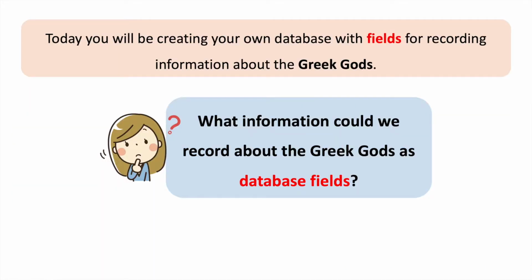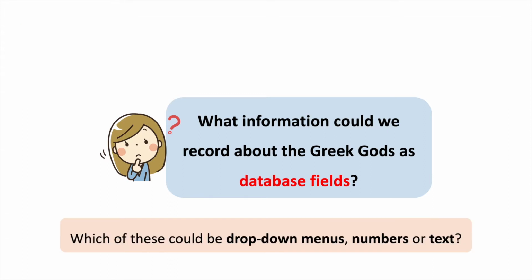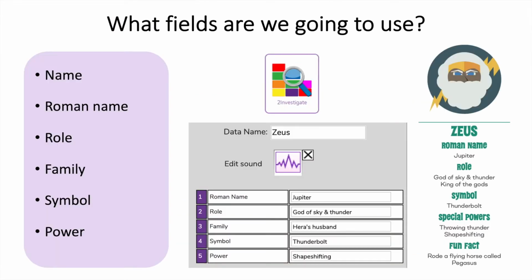Today you'll be creating your own database with fields for recording information about the Greek gods. I just want you to take a moment and think about what kind of information we can record about the Greek gods. Also think about which of these could be drop-down menus, numbers, or text. Things like their name, maybe their powers, their family. The fields that we can use are name, Roman name, their role, their family, symbol, and power.